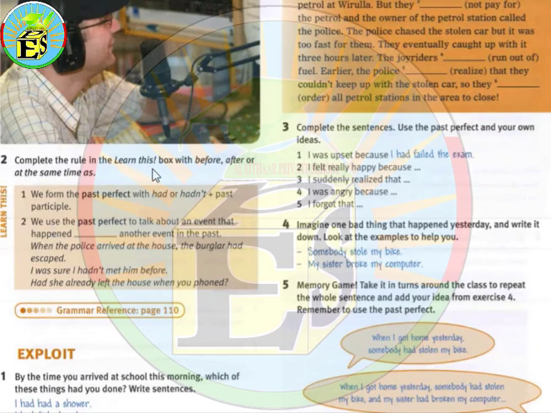Complete the rule in the Learn This box with before, after, or at the same time as. I want you to read them. I'll read the first one with you. We form the past perfect with had or hadn't plus the past participle. Now I want you to read the rule and complete it. Go ahead.